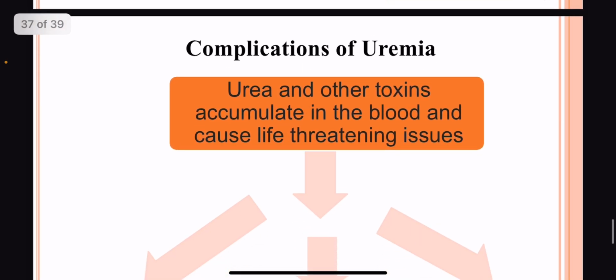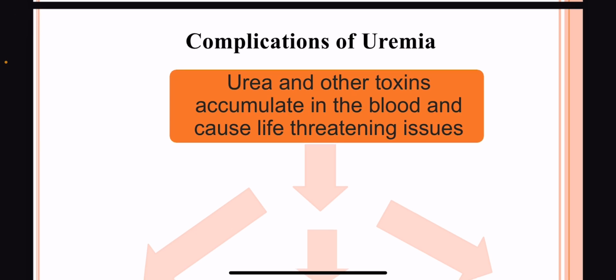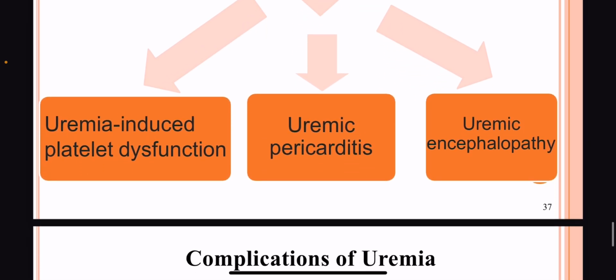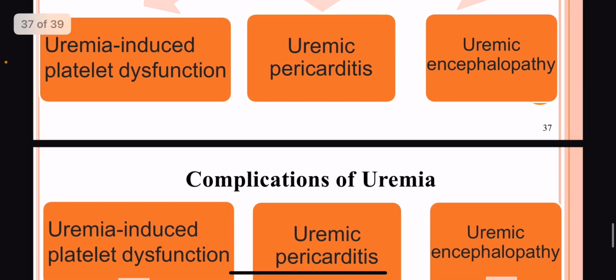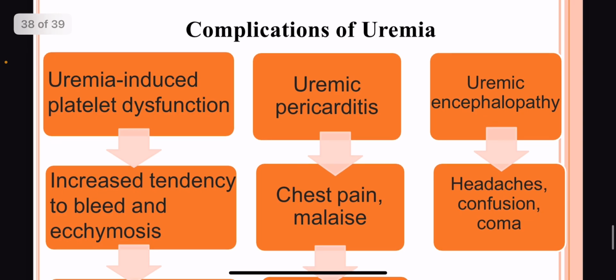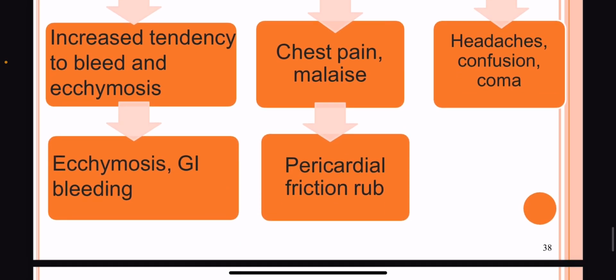The complication of uremia is that urea and other toxins accumulate in the blood and cause life-threatening issues. Uremia-induced platelet dysfunction, uremic pericarditis, and uremic encephalopathy. Platelet dysfunction causes an increased tendency to bleed and ecchymosis. Uremic pericarditis causes chest pain and malaise. Uremic encephalopathy causes headache, confusion, and coma. That all leads to pericardial friction rub, ecchymosis, and GI bleeding.